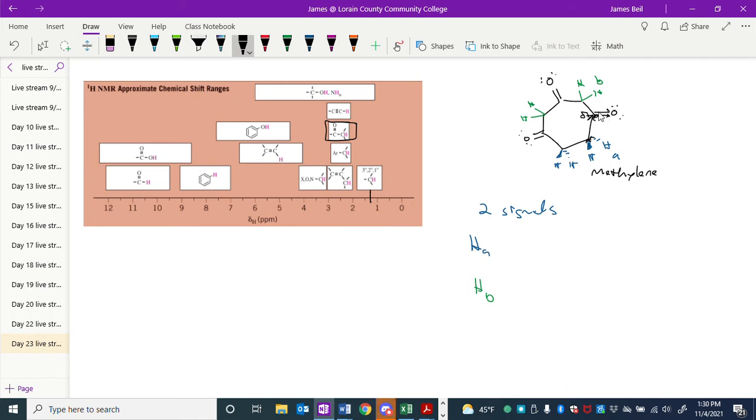And that proximity of a C=O double bond usually adds about +1 to the shift. So it'd be fair to put those between 2 and 3 ppm.